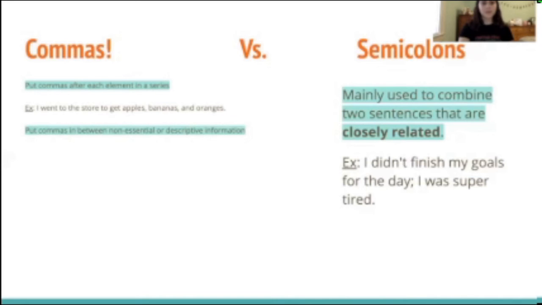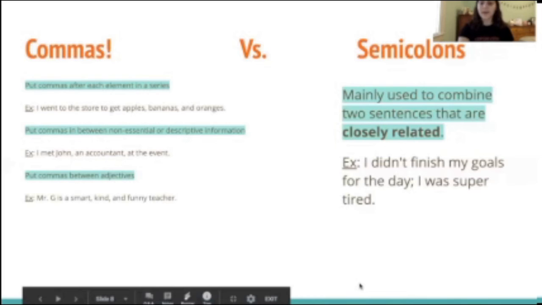Put commas in between non-essential or descriptive information. For example, I met John, an accountant, at the event. The phrase, an accountant, is a non-essential descriptive element about John. Next, put commas between adjectives. Mr. G is a smart, kind, and funny teacher.